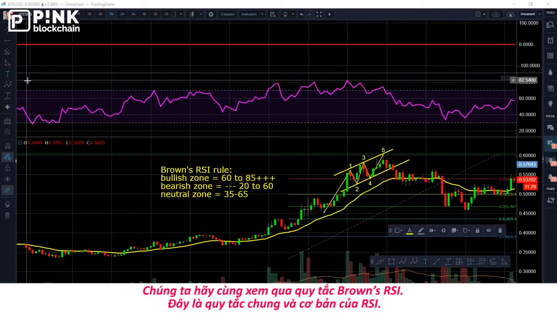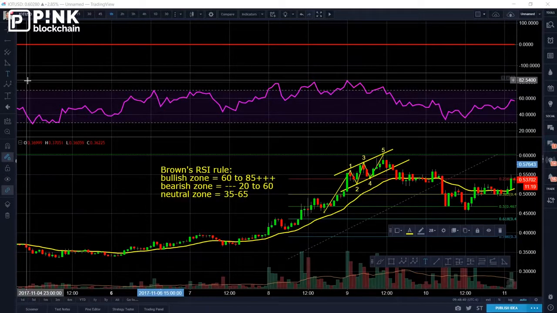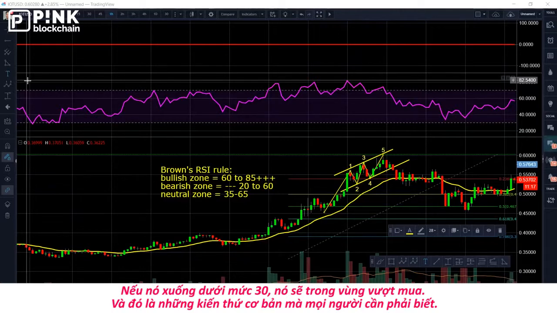All right, so we're gonna go to Brown's RSI rule, okay? Now you guys all know the very general and basic rule, which is this, right? If it is over 70, what does it mean, guys? If it's over 70, it means that it's overbought, right? Now, if it is under 30, what does that mean? It means that it's oversold, right? That is the basics that everybody knows.